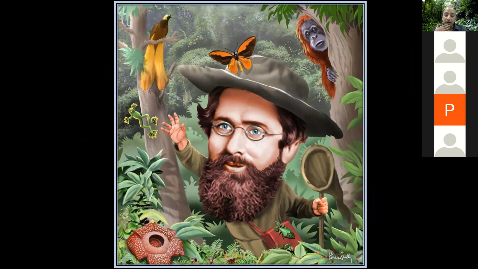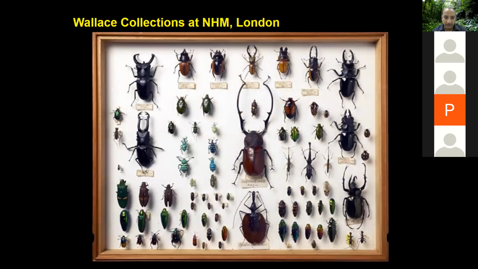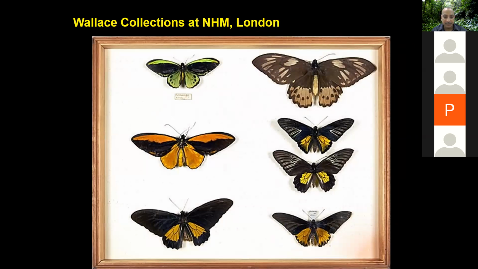This is Alfred Russel Wallace, who did monumental work on the insects of the Malay Archipelago. On his expedition to the Malay Archipelago, he described several species of beetles and butterflies, especially the birdwing butterflies, which brought a very interesting understanding of the evolution of life itself. So the study of insects is not just economically important, but also evolutionarily and intellectually very rewarding.